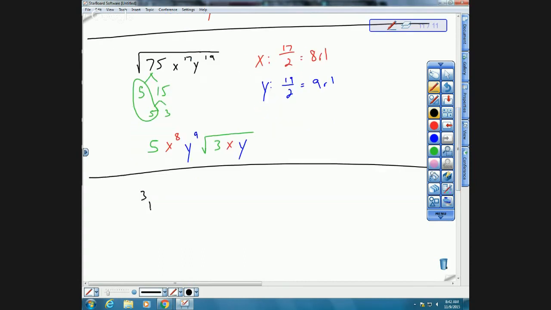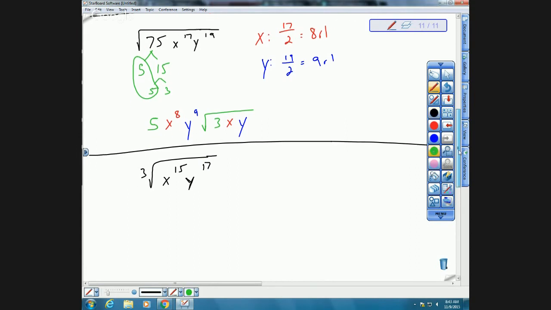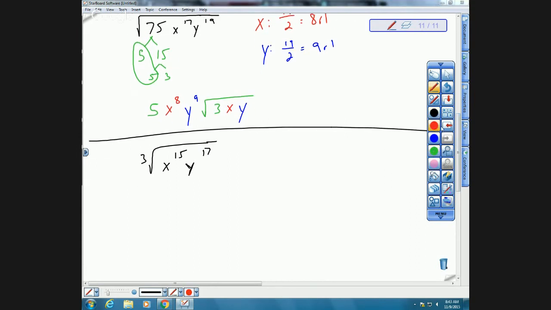All right, so what if I have the cube root of letters? What am I going to divide it by this time? What am I looking for? I'm looking for groups of 3 to break out of jail. So if I divide it by 3, that tells me there are 5 groups that break out. So there's 5 groups of x's that break out, and there's none left over.